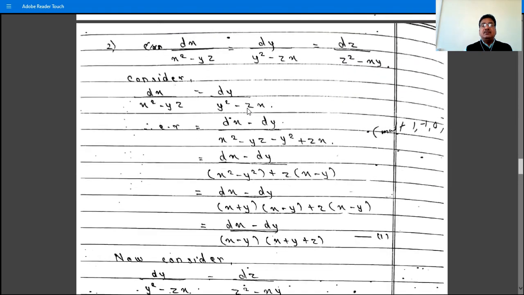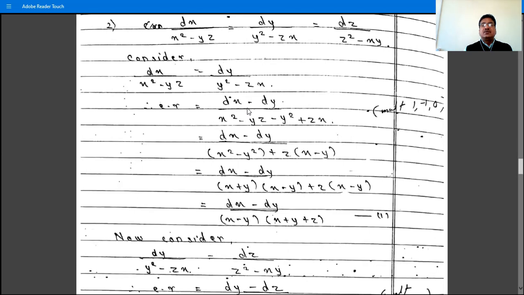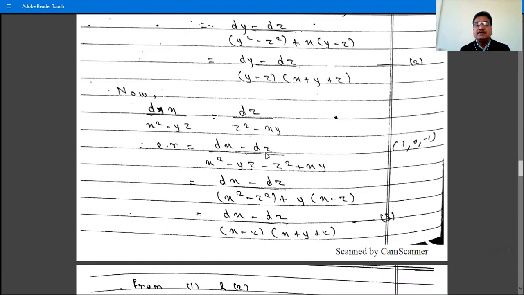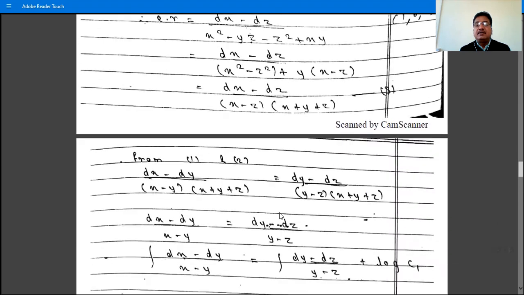In problem number 2, consider the first two ratios. Or another method is to choose multipliers 1, minus 1, 0. So both methods are applicable for this example. Each ratio is equal to dx minus dy, and so we have this, and each ratio is equal to dy minus dz, and each ratio is equal to dx minus dz. From these three ratios, consider any two and obtain the solutions.